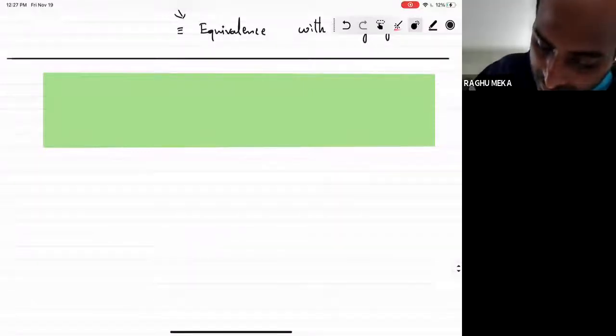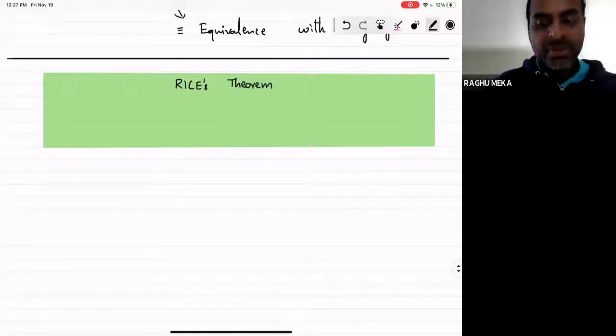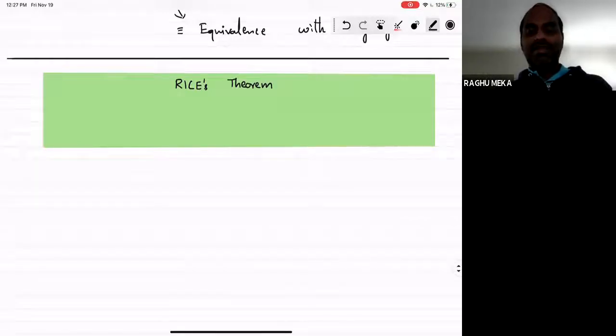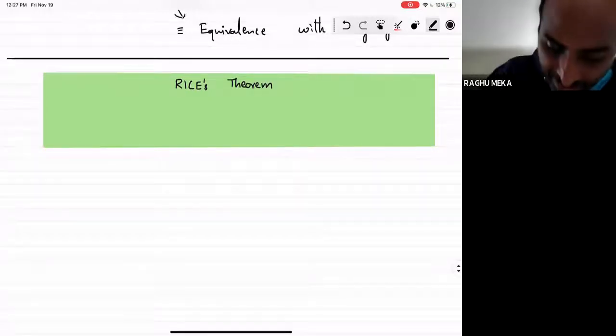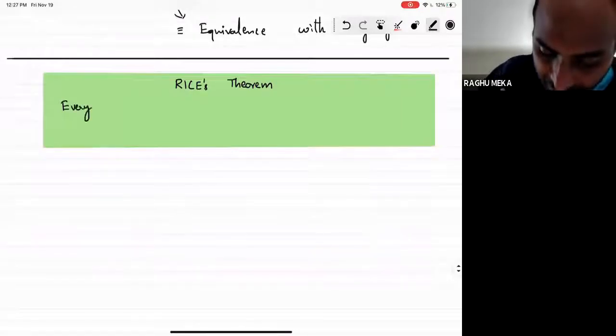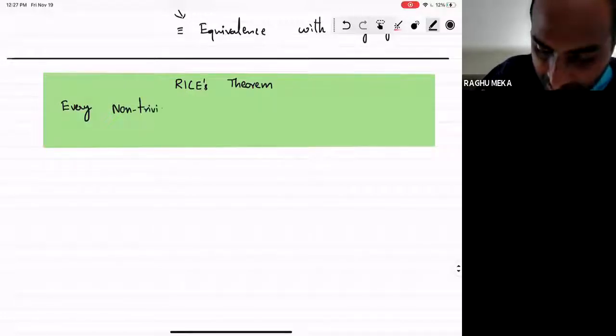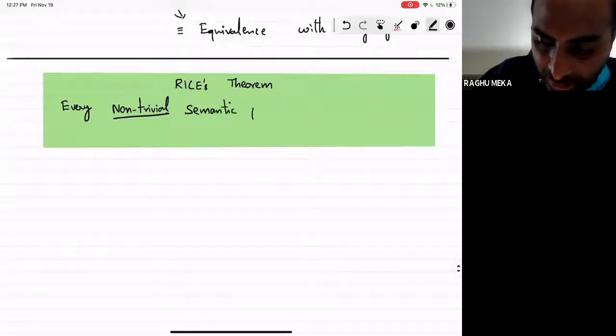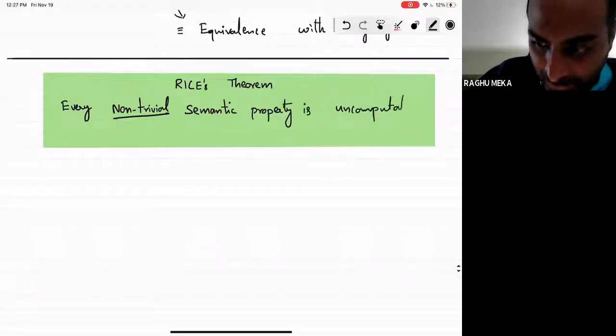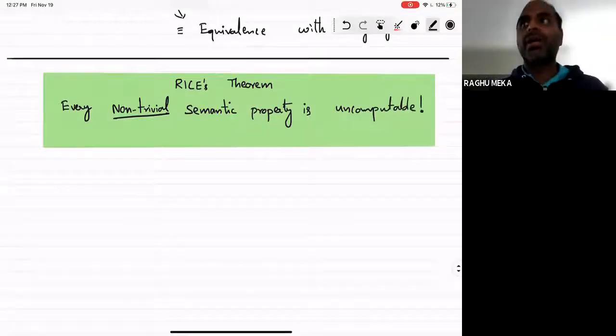And there is this theorem, Rice's theorem, which says that unfortunately every non-trivial, I'll explain what this means, non-trivial semantic property is uncomputable. Okay.